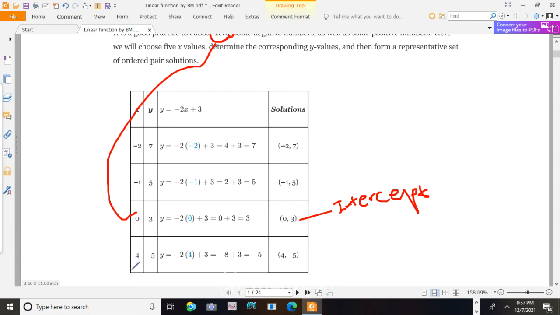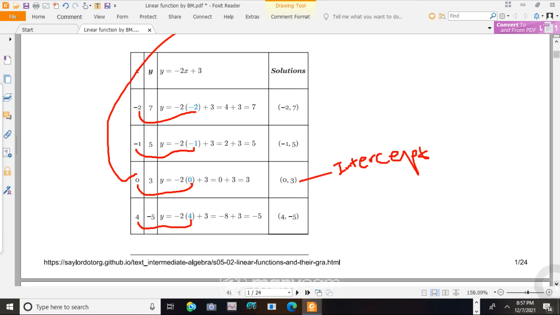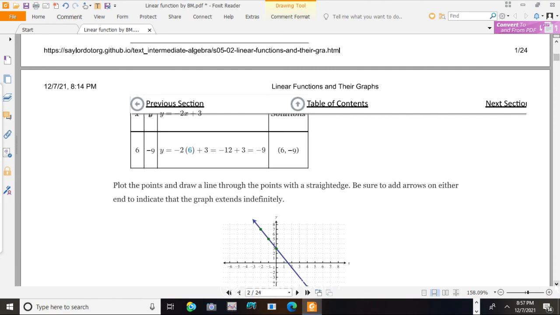Here, if you substitute 4, x minus 5 will give the answers. How do you get y is equal to minus 2? Substitute this 4 here. For example, this 4 is here, 0 is here, minus 1 is here, and minus 2 is here. So you will get this value. In the same way, you can substitute this value minus 6 and you can get this value.